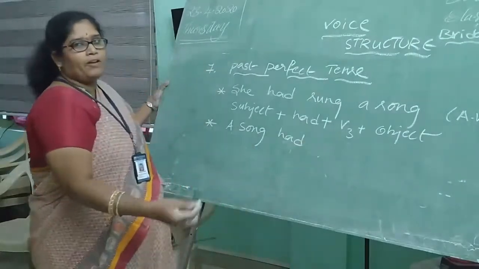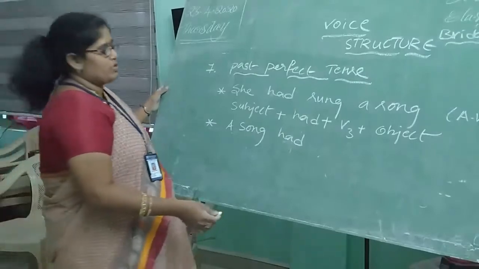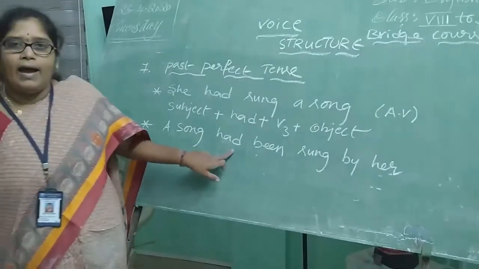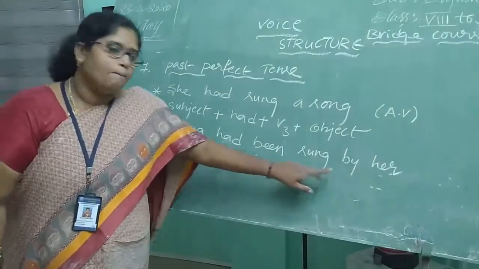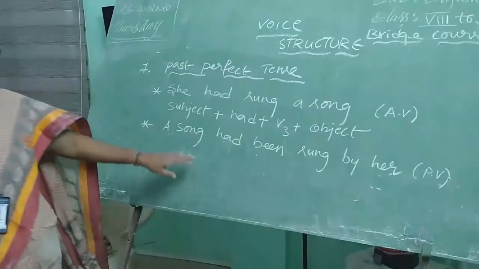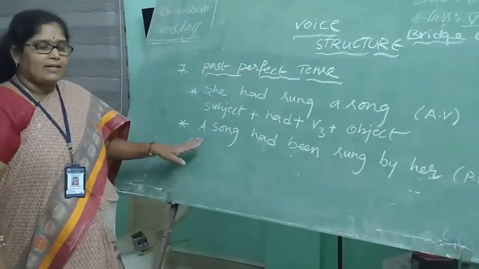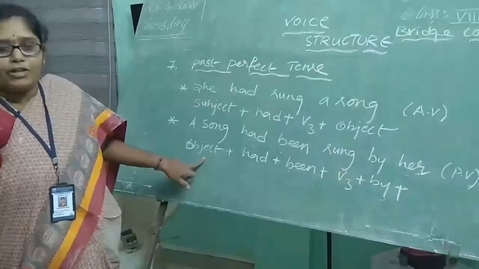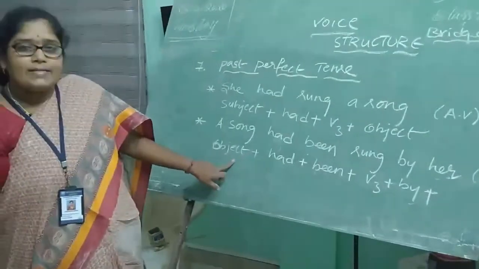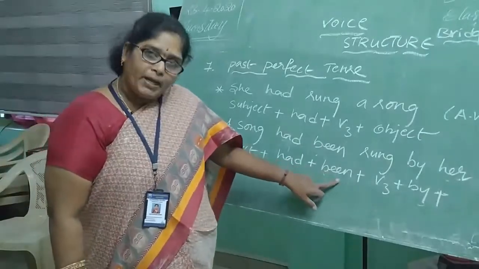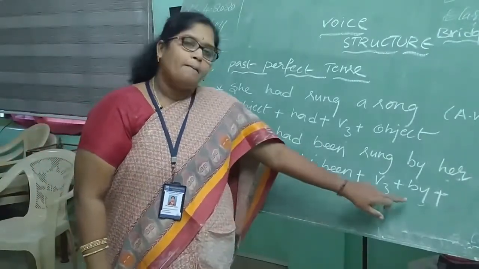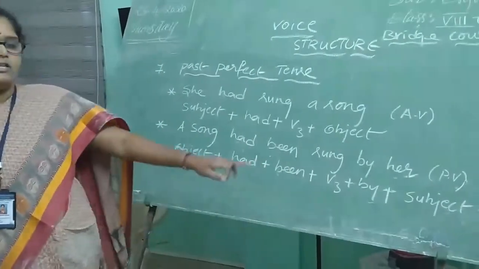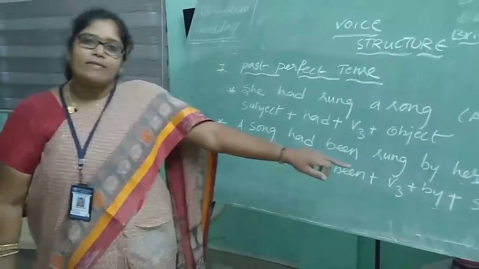A song had. For perfect tense, be form been should be used. A song had been sung by her. We have changed it into passive voice. Okay, so now let me write the structure. Object plus had plus been plus V3 plus by plus, and the last is subject of AV. The subject of AV changes into object of PV, so I have written subject there, children.